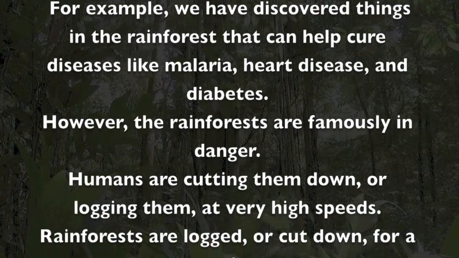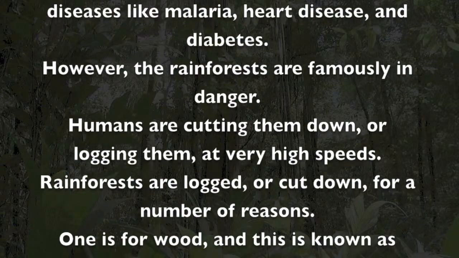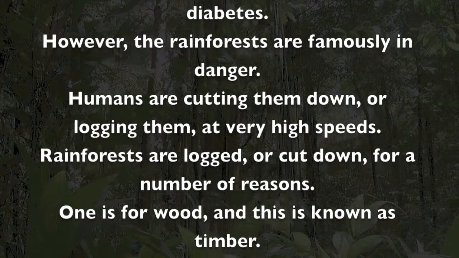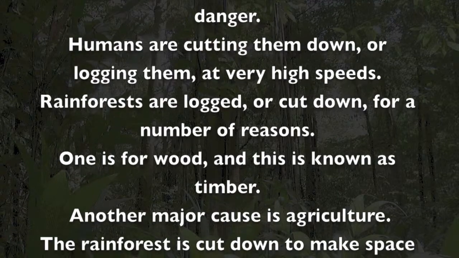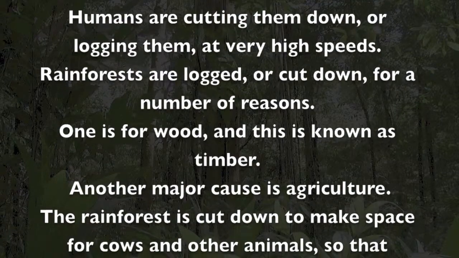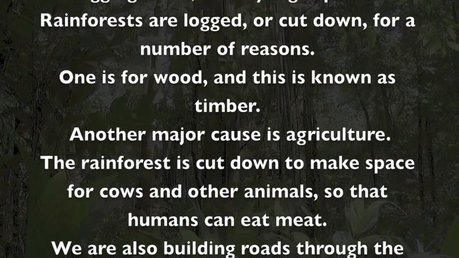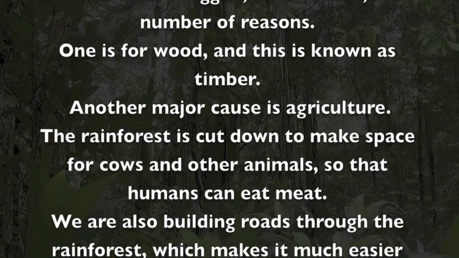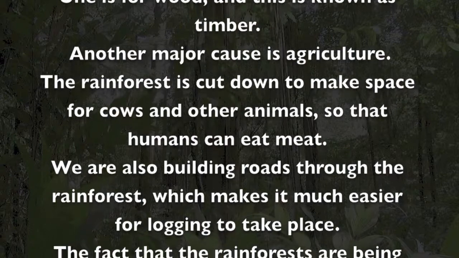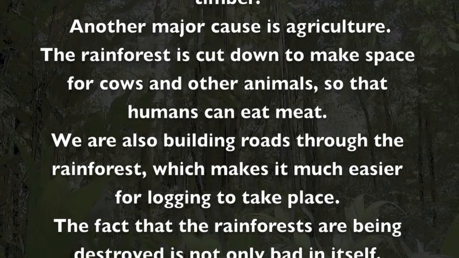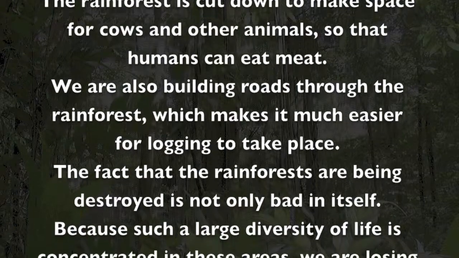However, the rainforests are famously in danger. Humans are cutting them down or logging them at very high speeds. Rainforests are logged or cut down for a number of reasons. One is for wood, and this is known as timber. Another major cause is agriculture. The rainforest is cut down to make space for cows and other animals, so that humans can eat meat. We are also building roads through the rainforest, which makes it much easier for logging to take place.